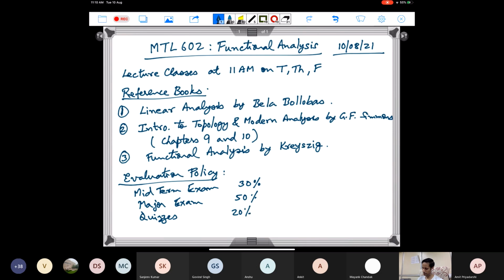Most likely we will have two quizzes. The date will be announced, and we'll have maybe one quiz before the first midterm exam. We'll have some time, and then we'll have another quiz between midterm and the final exam. So, any questions so far?